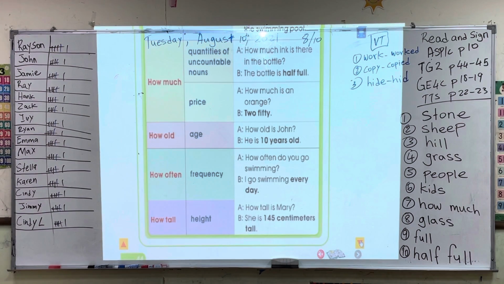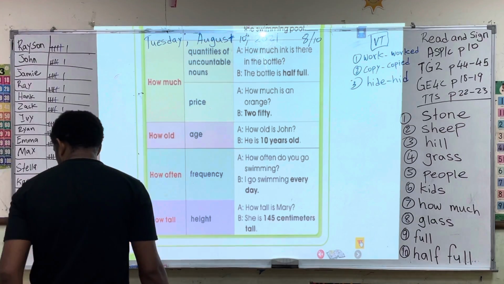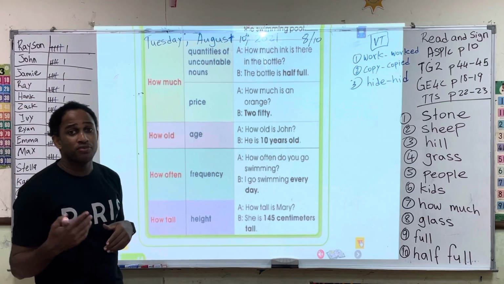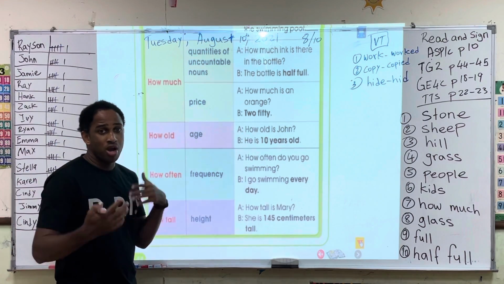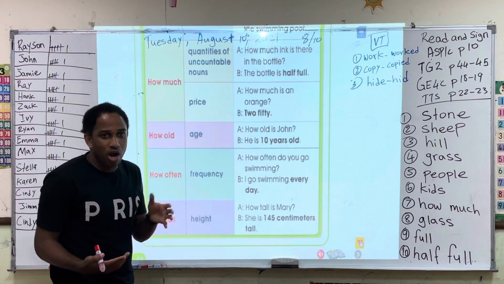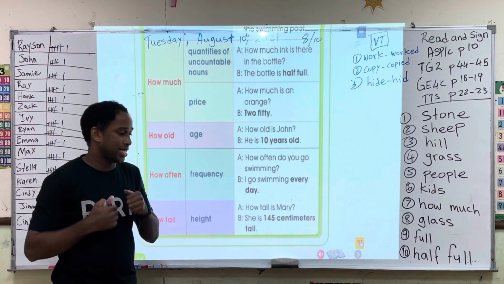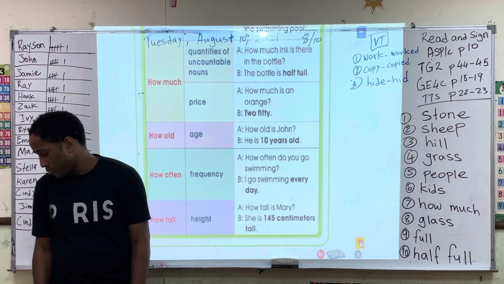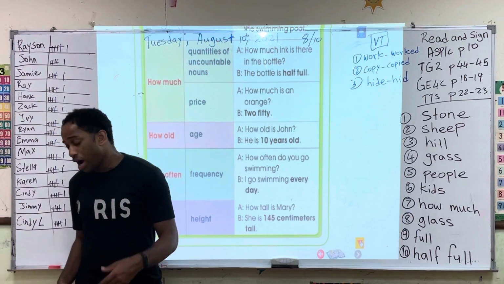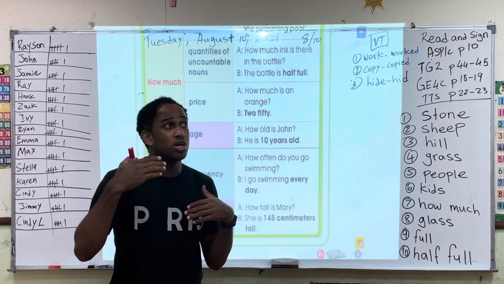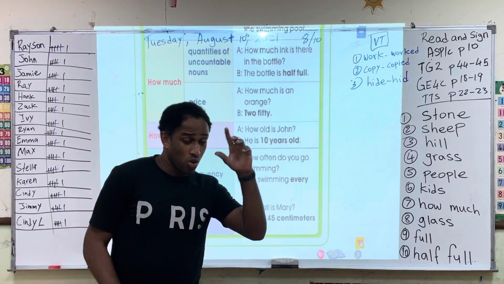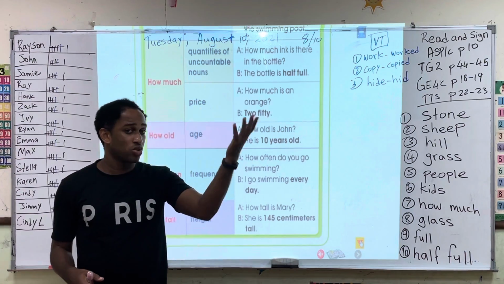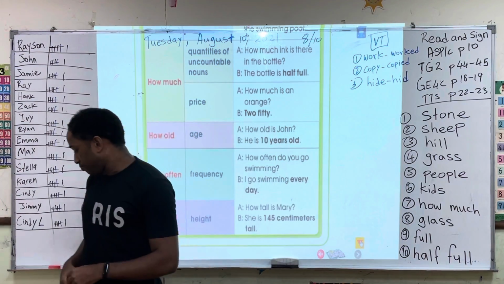Now we go to frequency. Okay, how often? How often you go to school is like a frequency. How many times a week do you do something, or how many times a month do you do something? The frequency. How often do you go swimming? I go swimming every day. How often do you go to the beach? I go to the beach once a year. So remember, once a year, 2 times you say twice a year, 3 times a year.